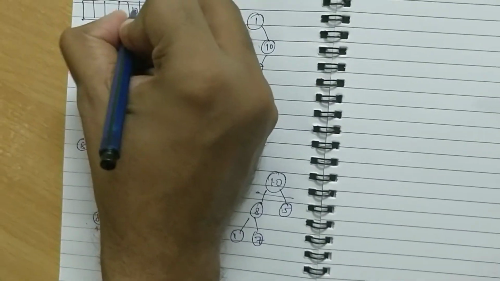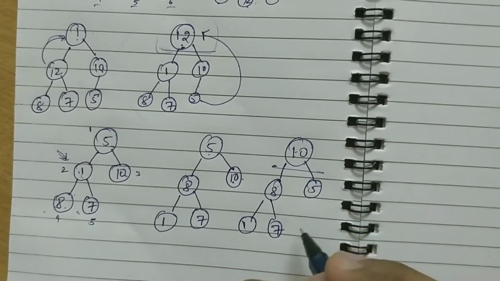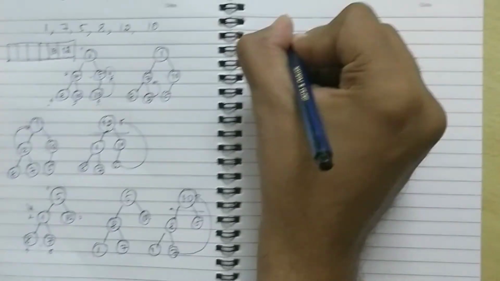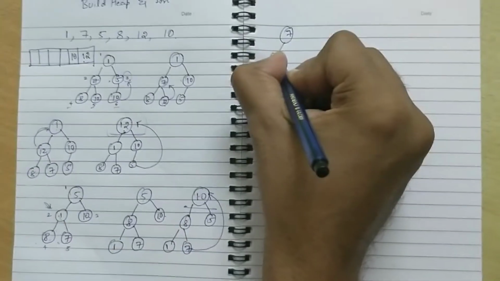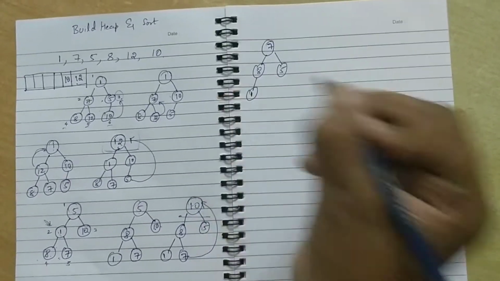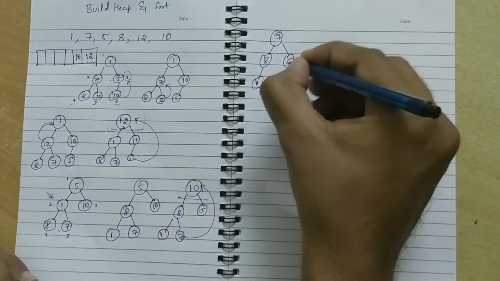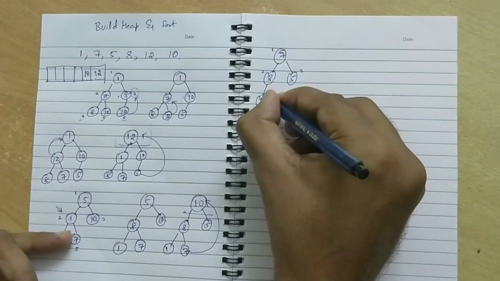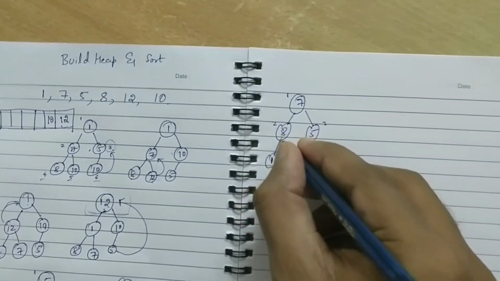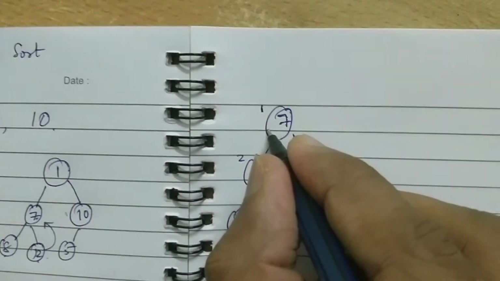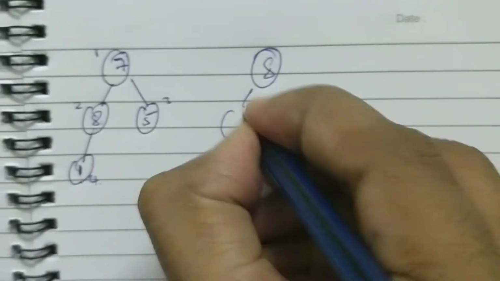Remove this, put it back in the array, and then remove this element and swap it with the last element of this tree. Now it becomes 7, 8, 5, 1. Now again, we will represent it in the form of an array. Now which is the non-leaf node? This one. This is already following the properties of heap, which is max heap, but the root node isn't. So we are just doing a swap again.